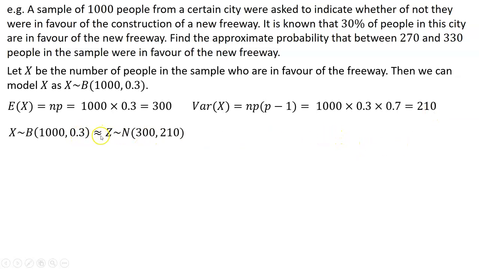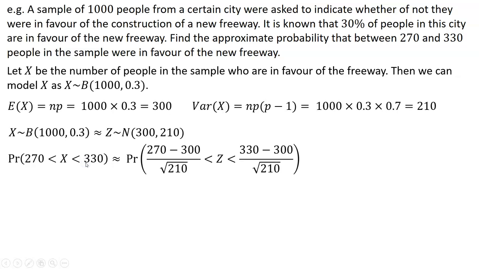So I can approximate X with Z, which is not standardized yet, but a normal distribution with a mean of 300 and a variance of 210. To find the probability that X is between 270 and 330 is approximated by, so we've got Z in between 270, subtract 300, the mean, divided by the square root of 210.